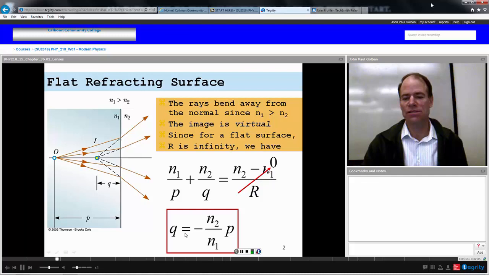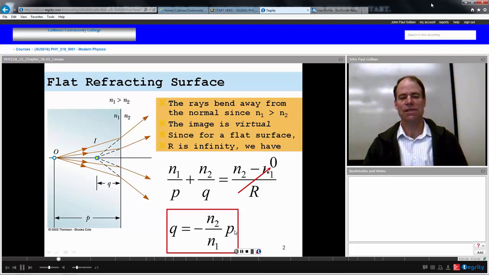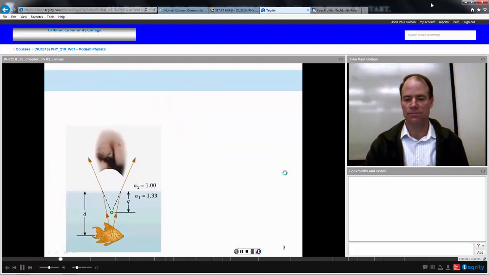So the magnitude of our image distance is going to be less than our object distance, and it's going to be on the same side as the object. So if we're looking at this, the image is going to appear closer to the interface than the actual object is.